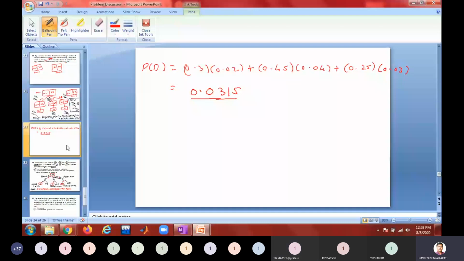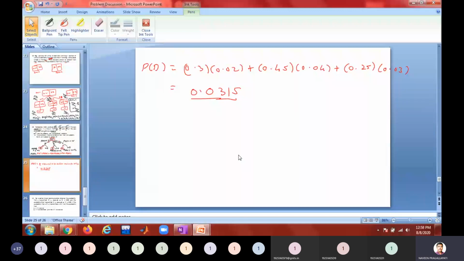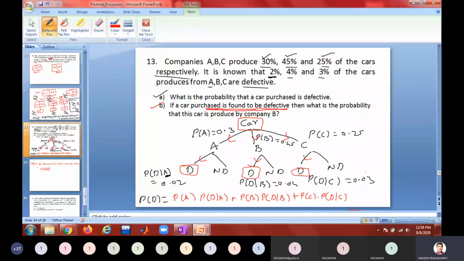Now just see the last one. What is this question? Read this. If a car is purchased and found to be defective, what statement are you seeing here? Please observe what is written. If. So this is the prior information. Do you understand? The if part is the prior information. Then what is the probability that the car is produced by company B? How do you formulate the problem now?